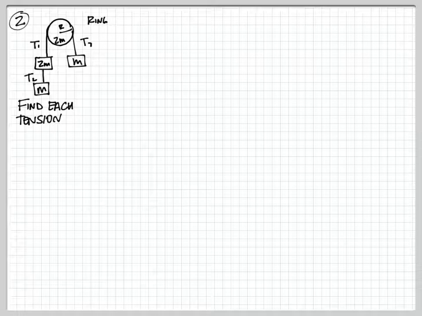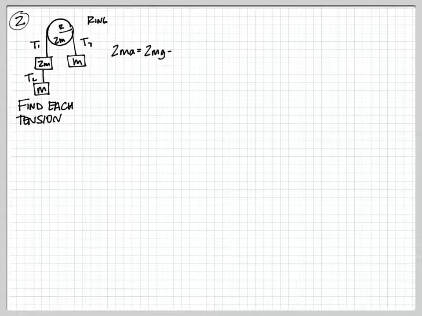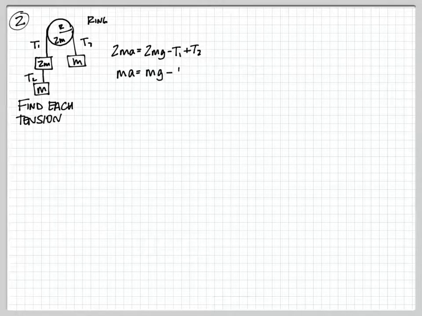So, I'm not going to draw free body diagrams here. We're just going to look at them each individually. So if we look at that 2m mass, we have 2ma equals 2mg pulling down, T1 pulling up, so we're going to make it negative, and T2 pulling down, so it's positive. That's my first Newton's second law equation. Then we'll do the same thing for the mass underneath of it, which should be easier. They're accelerating down, so ma is mg minus T2. And right away you can see what's about to happen with T2, which is nice.